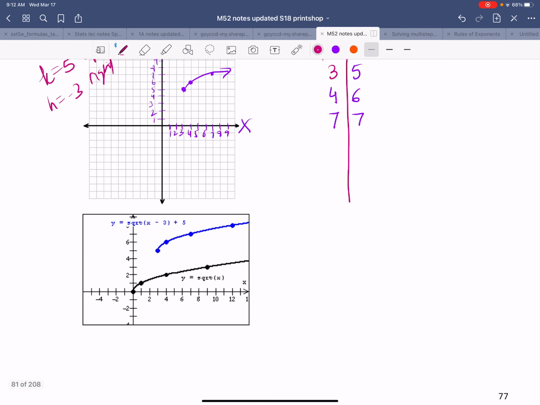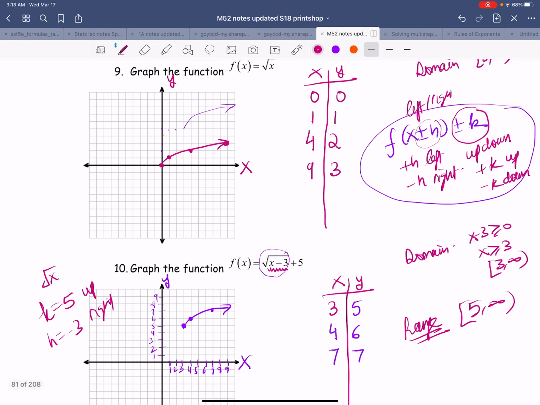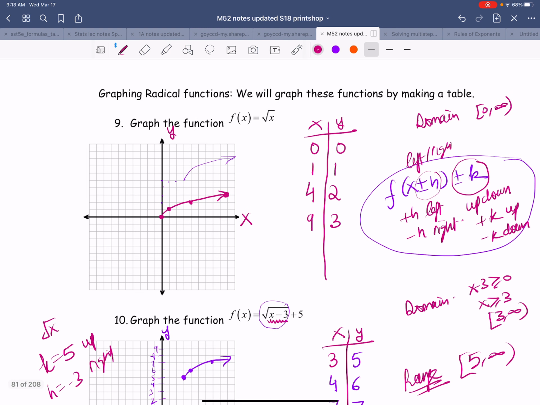In the previous graph, if you look at number 10, the range, the y values it's going to take, will be 5 and above. Starting with y as 5 all the way to infinity, they will be allowed y values. Let's think about number 9. What's the range here? It's going to take 0 to infinity, all the real y values.